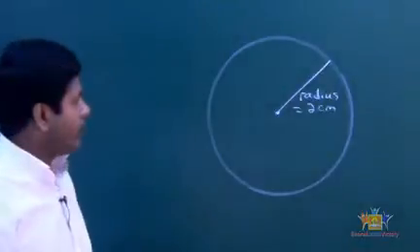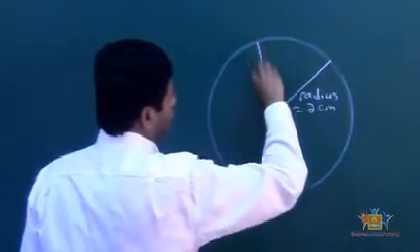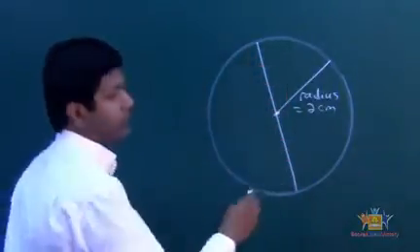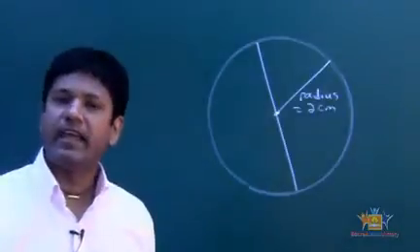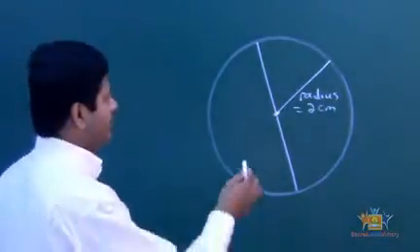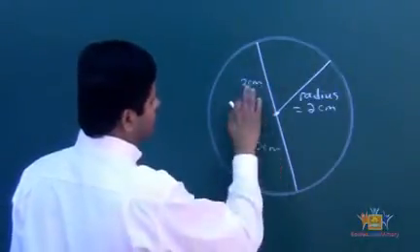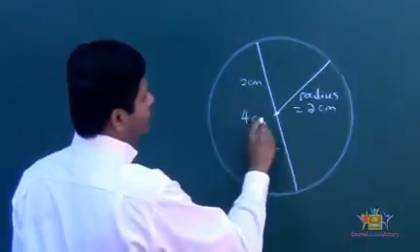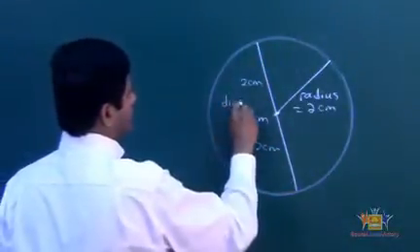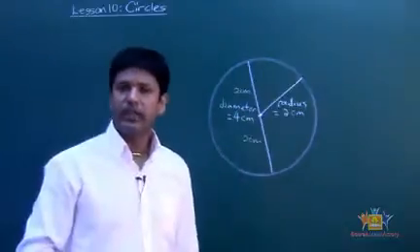Now if I extend it, let's put another line that goes through the center. What do you call this? Diameter. And what's the length of that diameter? 4 centimeters. How is that 4? Because this is 2 and this is 2. 2 plus 2 is 4 centimeters. That's the diameter. So the diameter is 4 centimeters.